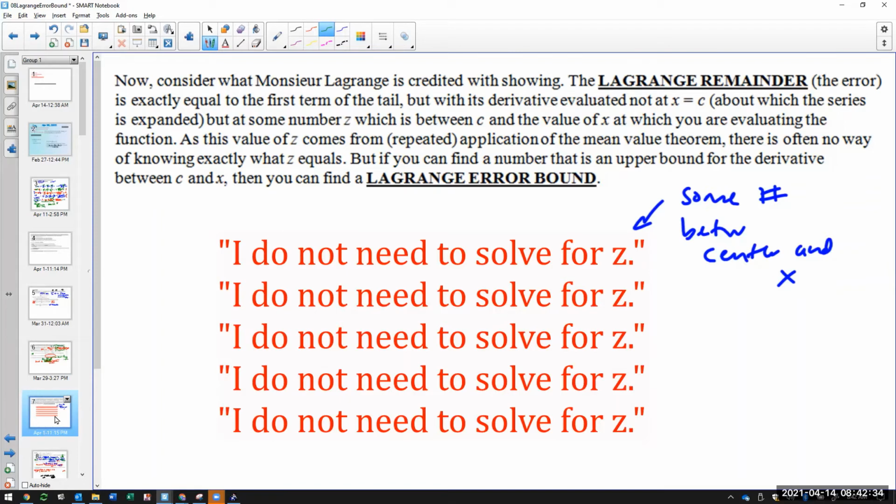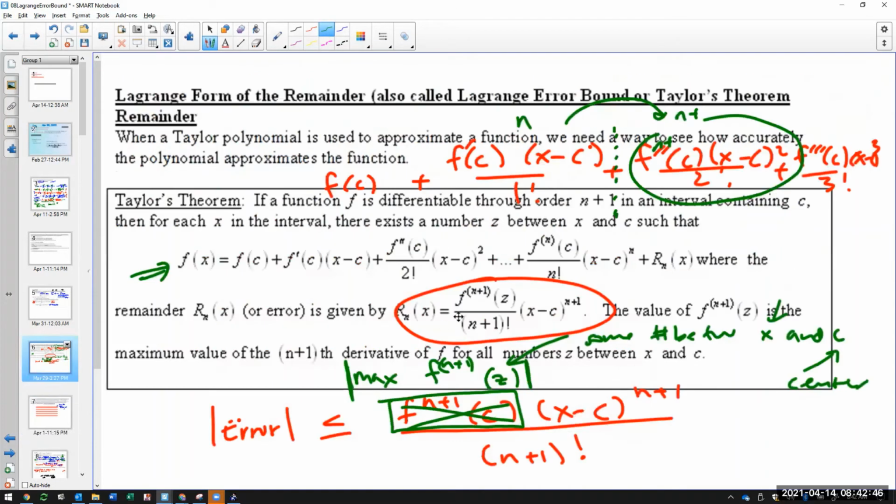Because look at this formula, what is Z? Don't worry about what Z is. Z is some number between your center and your X value, and I'll show you what that is in a second. You don't need to know what that number is. All you need to know is what the maximum derivative is for Z.